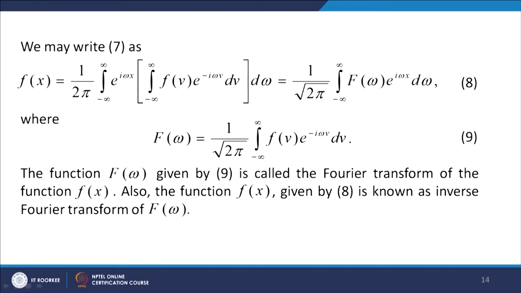F omega is called the Fourier transform of the function f, and the function f(x) given by 1 over root 2 pi, integral from minus infinity to infinity of F omega e to the power i omega x d omega, is termed the inverse Fourier transform of F omega. Now, some authors will take 1 here instead of 1 over root 2 pi, and there they will take 1 over 2 pi while using the inversion formula for the Fourier transform.